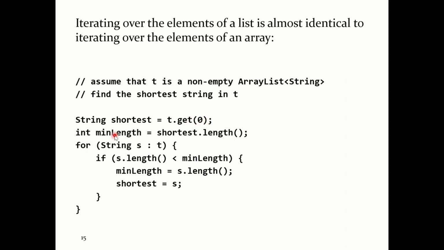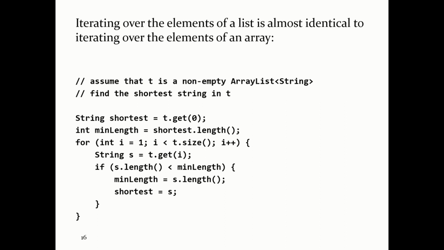The length of that string is going to be min length. So I ask the string for its length. And now I loop over all the elements in the list. So for each string s in the list t is how you read that. And then it's just the usual search code here. If the length of s is less than the min length, I found a new shortest string. So min length becomes the length of s, and then the shortest string becomes s. And away you go. And that'll find the shortest string in a list.